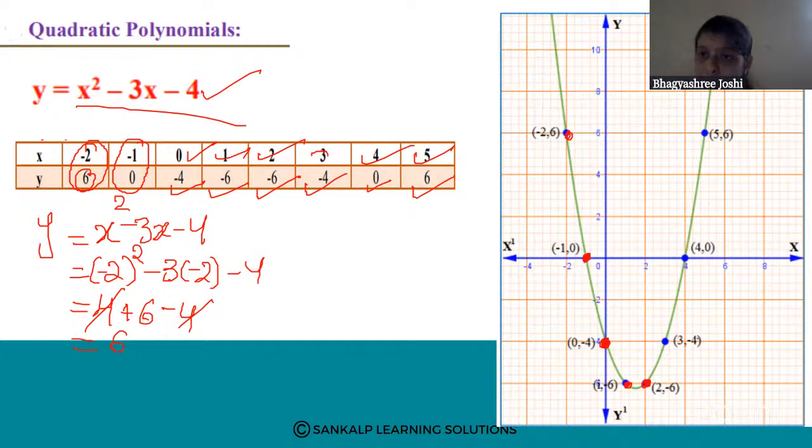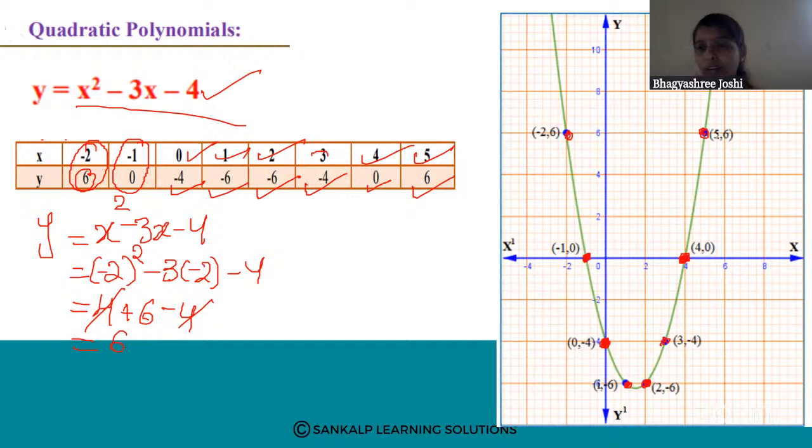Okay, 3 minus 4, that means 3 is here. 3 minus 4, 4 0. X is 4, y is 0. That means it comes here. Okay, this is very very basic thing. 5 6, 5 6 means x is 5, and it is 6.